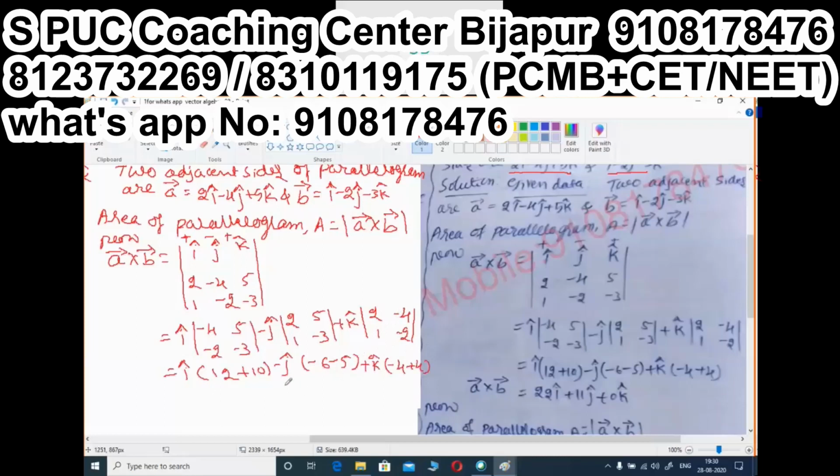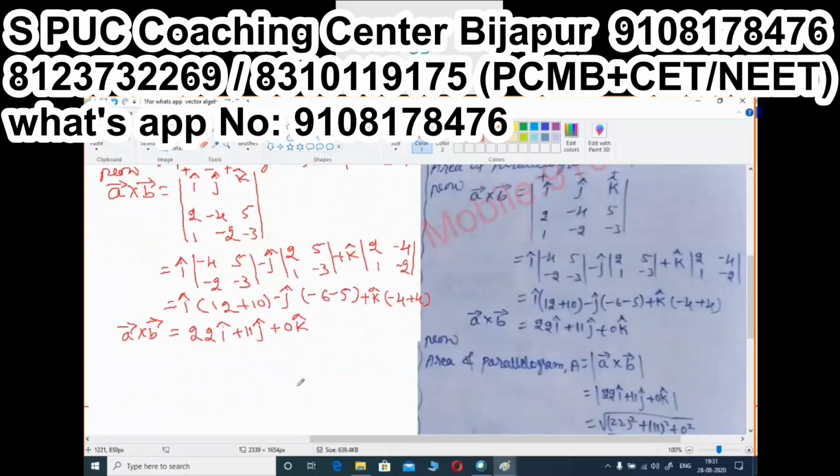Then you are going to get 12 plus 10, that is 22 i cap. Next minus 6 minus 5 is minus 11, so minus j cap times minus 11 is plus 11 j cap. Next plus 0, because minus 4 plus 4 is 0 k cap. This is the required a cross b. Once you obtain a cross b as a vector, you find its modulus, that is the required area of the parallelogram.